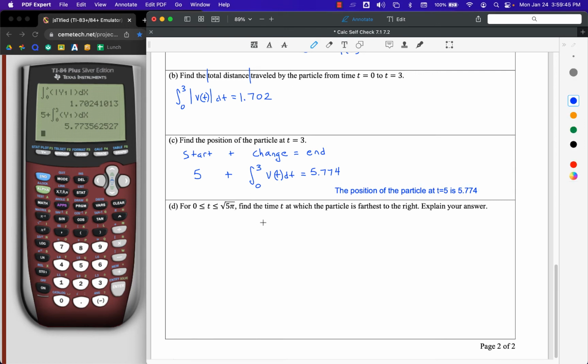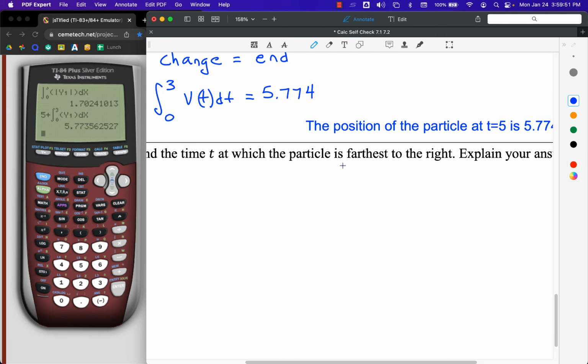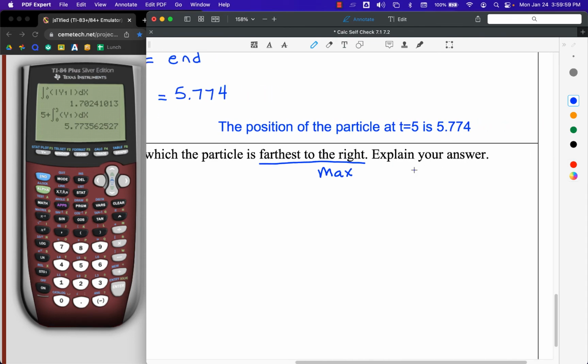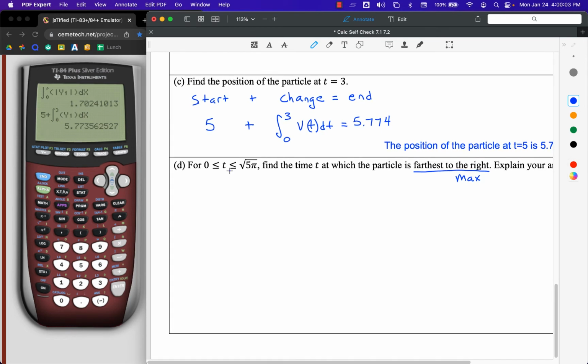All right, and finally, part D. In that same interval that we set our window, the particle farthest to the right. All right, so again, the interpretation question here. Farthest to the right. This is looking for a maximum. It's looking for the biggest one. Farthest left would have been minimum. And explain your answer. Our answer is going to be explained in the format of a table because that's the easiest, most brute force way of doing this.